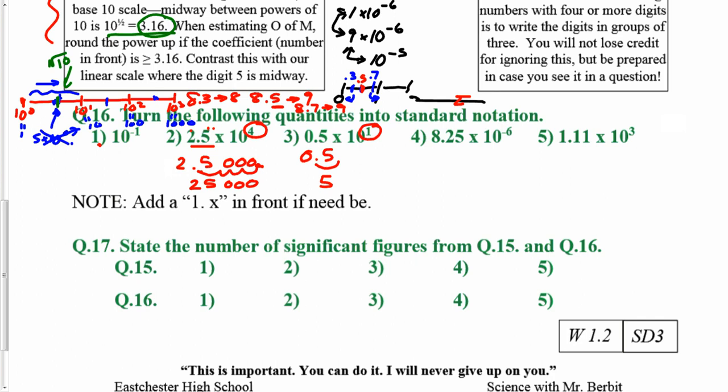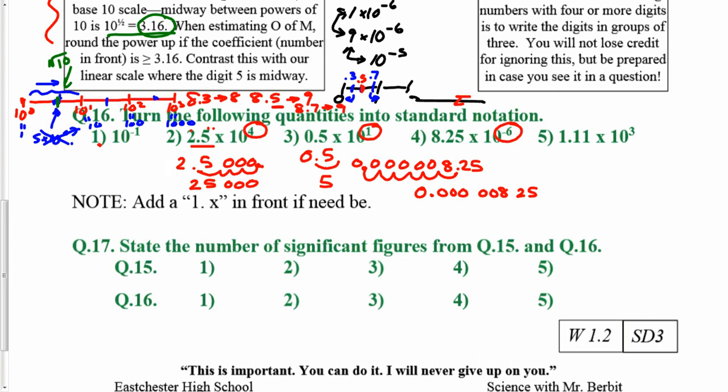8.25 times 10 to the minus 6. 8.25. The instruction says move it 6 spots. Which way? Forget left and right. It's negative. That means it should be smaller. So go to the smaller side. 1, 2, 3, 4, 5, 6. You will need a decimal here. 1, 2, 3, 4, 5. Fill the hole. Put a lead 0 out there. Your answer is 0.00000825. There it is. Written out nice, neat.